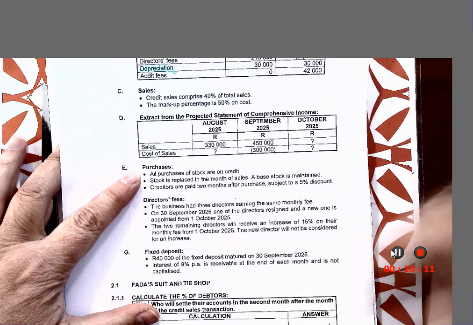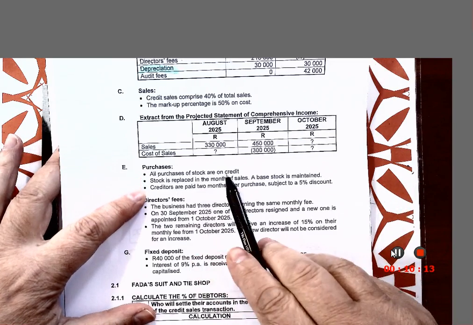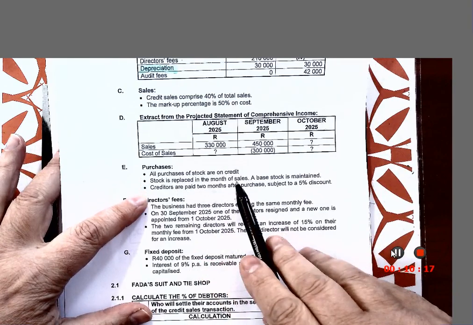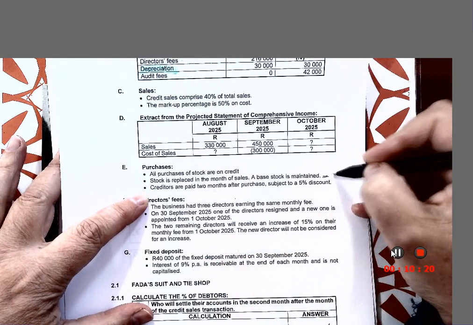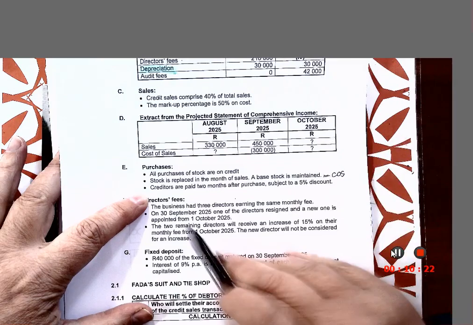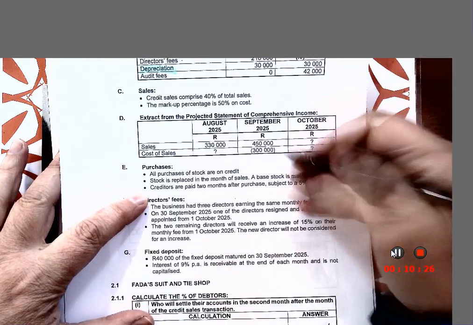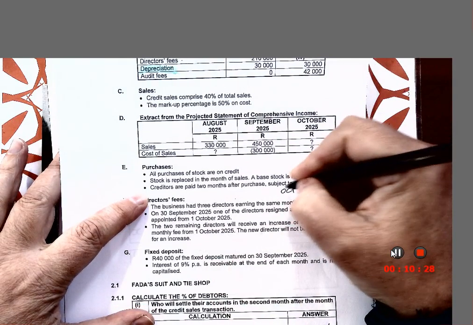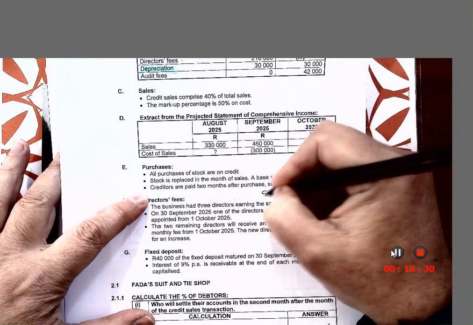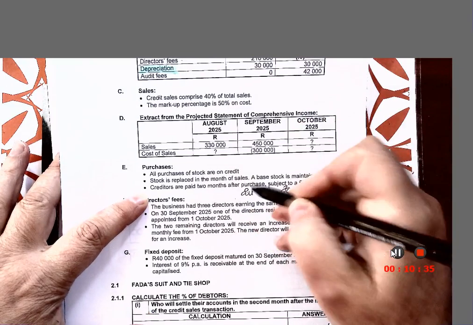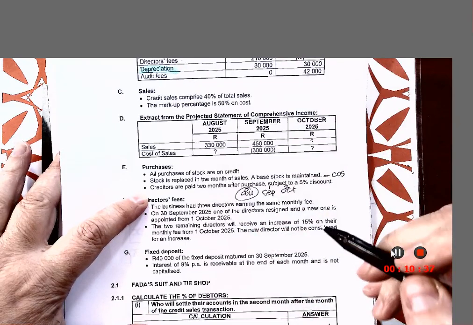So now they say all is bought on credit, so it's 100%. Stock is replaced in the month of sales, meaning it's equal to cost of sales. Creditors are paid 2 months after the purchase. So I want October. So October is 2. September is 1. August is 0. So I want to know the purchases in August.